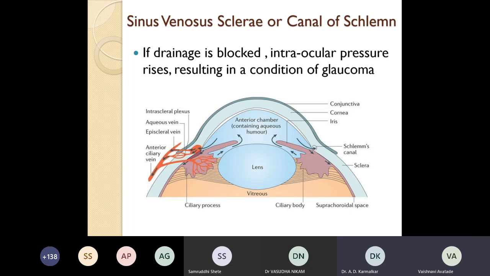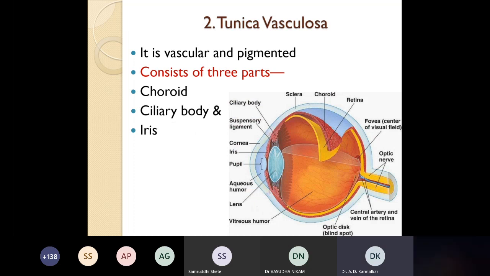So is everything clear till here? We have seen the cornea in detail, the sclera, and the sinus venosus sclerae. Next, the tunica vasculosa; I'll not go into detail. It has a vascular layer and a pigmented layer. It has the choroid, which continues to form the ciliary body, and next it forms the iris.